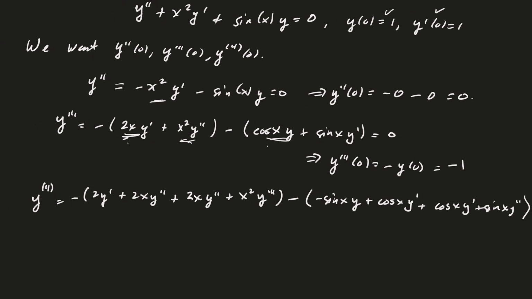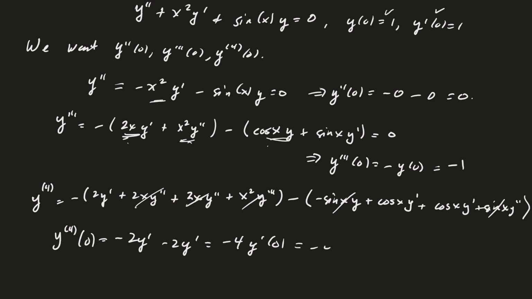And notice this is a really long expression, but we're just plugging in 0. And so y to the fourth at 0 is just going to be, that's 0, that's 0, that's 0, that's 0, that's 0. Okay, so we end up with just minus 2y prime minus 2y prime equals minus 4y prime. And y prime of 0 was 1, so that's just going to be minus 4. Good. All right. So now we have all of our coefficients.